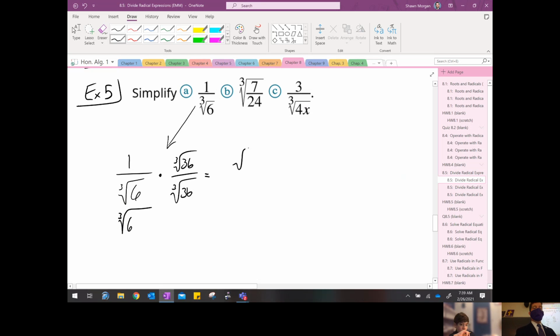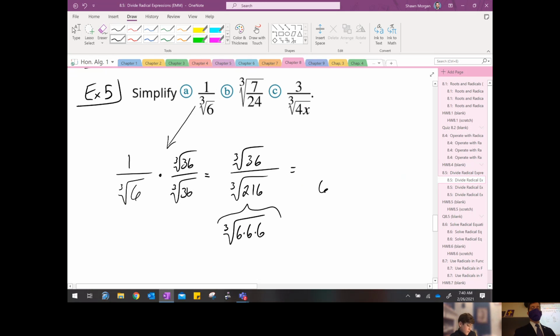Now the numerator is easy. That's just cube root of 36. The denominator becomes cube root of 6 times 36, which is 216, which is a perfect cube of 6 times 6 times 6. That's like saying the cube root of 6 times 6 times 6. And what is the cube root of 6 times 6 times 6 going to equal? 6. Oh, that was an ugly 6. I can do better than that. Cube root 36 over 6.